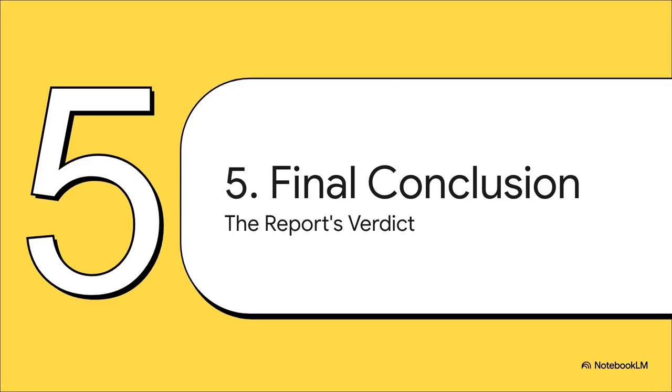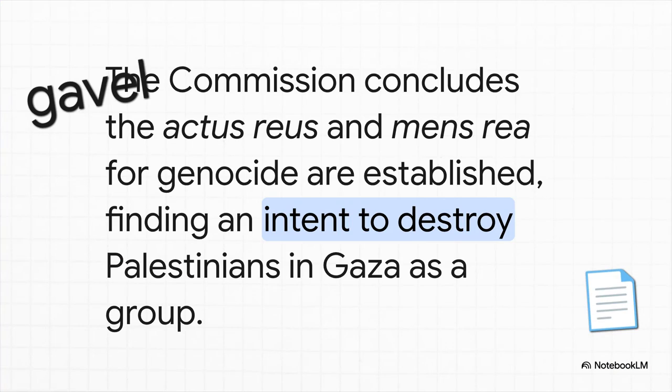So the Commission has laid out all its evidence for the physical acts, for the specific intent. So after all of that, what was the bottom line? Where did they land? The report's final conclusion is direct. It states that, in its view, both the physical acts, the actus reus, and the specific intent, the dolus specialis, for the crime of genocide have been established. Based on its investigation, the Commission finds that Israeli authorities intended to destroy Palestinians in Gaza as a group.